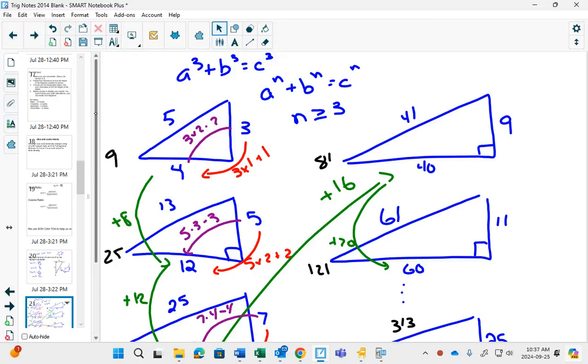So this is a famous math problem called Fermat's last theorem. A little bit of math history. And there are famous math problems out there that are still unsolved.